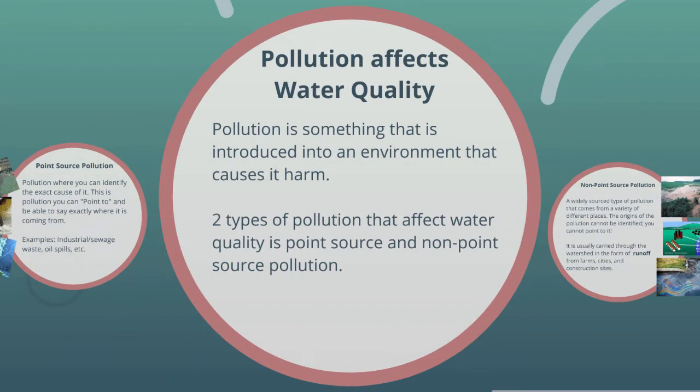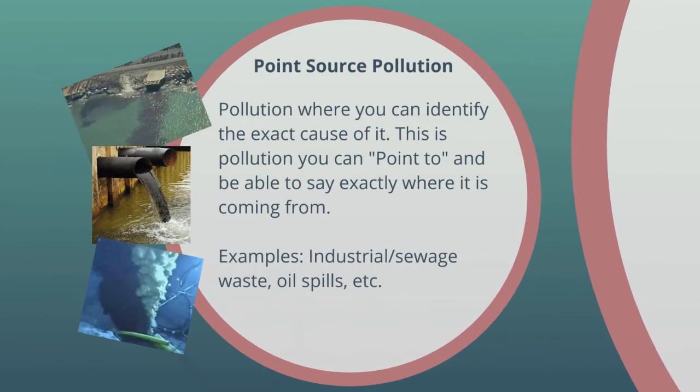Things that affect the water quality is obviously pollution. Pollution is simply something that's introduced to the environment that's going to harm it or poison it. The two types of pollution you want to know about are point source and non-point source. Point source pollution is pollution where you can identify exactly what causes that pollution. So this is pollution you can point to and be able to say exactly where it's coming from. Some examples are industrial or sewage waste, oil spills, anything where you can clearly see where it's coming from. That's going to be point source pollution.